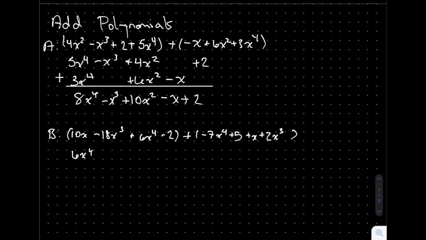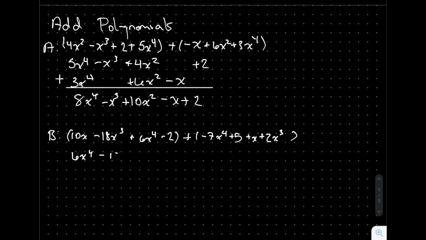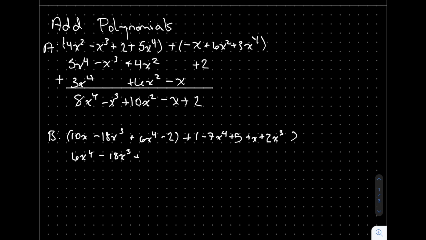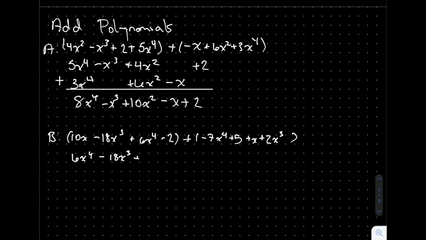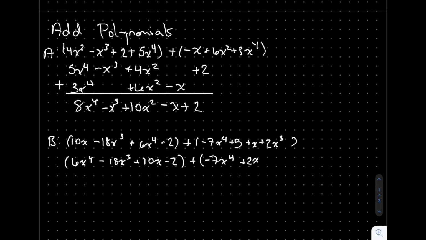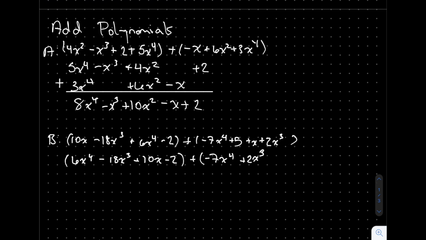So in standard form, it's 6x to the fourth minus 18x cubed plus 10x minus 2. That's our first polynomial. Our second polynomial in standard form is negative 7x to the fourth plus 2x cubed plus x plus 5.